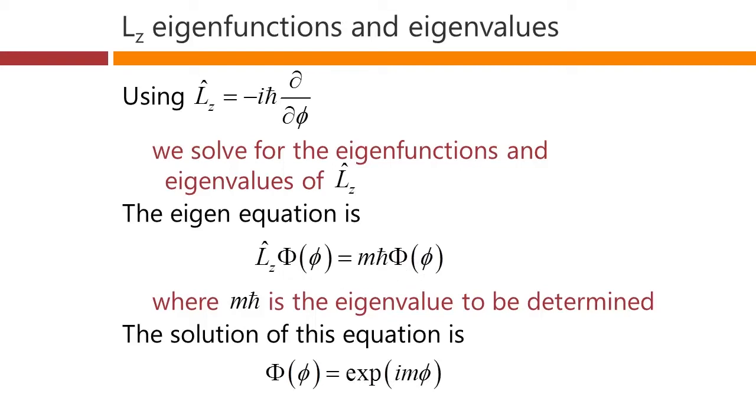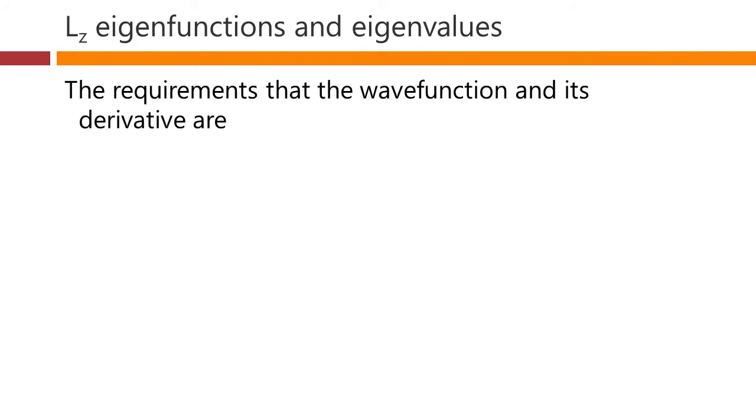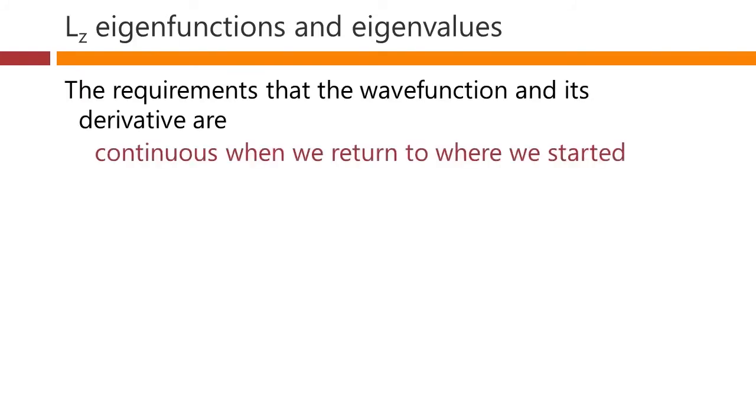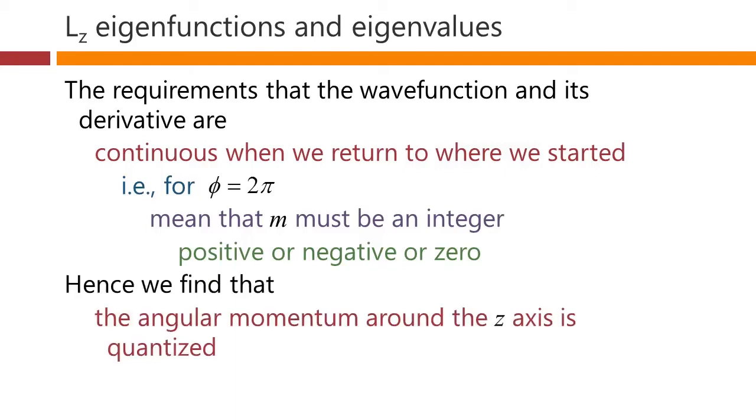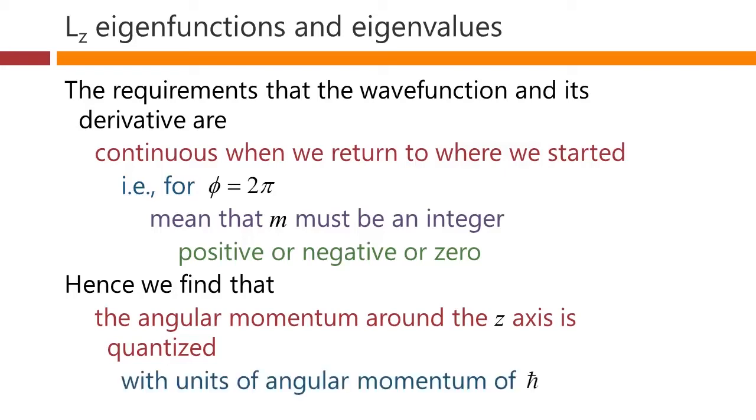We have to do a little bit more work, though. The requirement that the wave function and its derivative are continuous when we return to where we started, that is, when we go around a complete 2 pi of angle, means that the number m must be an integer. It can be positive, negative, or zero, but it must be an integer. Hence, we find that the angular momentum around the z-axis is quantized in units of h bar. The eigenvalues are m h bar, where m is an integer, positive, negative, or zero.